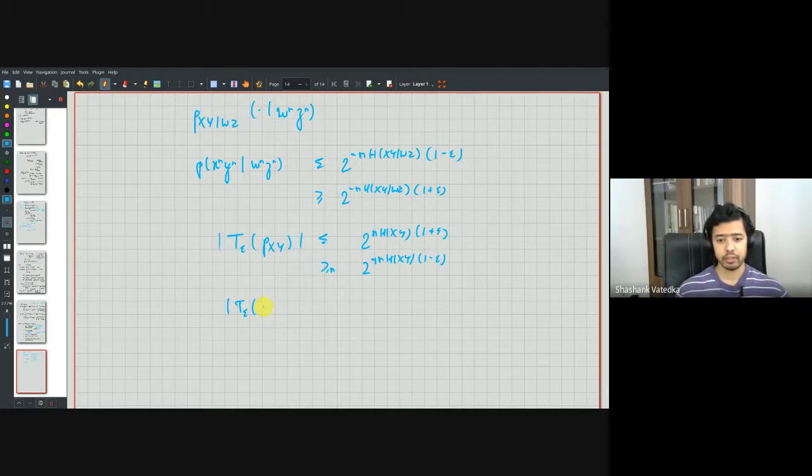so this is the number of sequences yn which are typical with respect to a particular xn. This is going to be at most 2 to the plus n times h of y given x. So you're drawing sequences yn corresponding to a particular xn. So this will be 2 to the n times h of y given x times 1 plus epsilon.